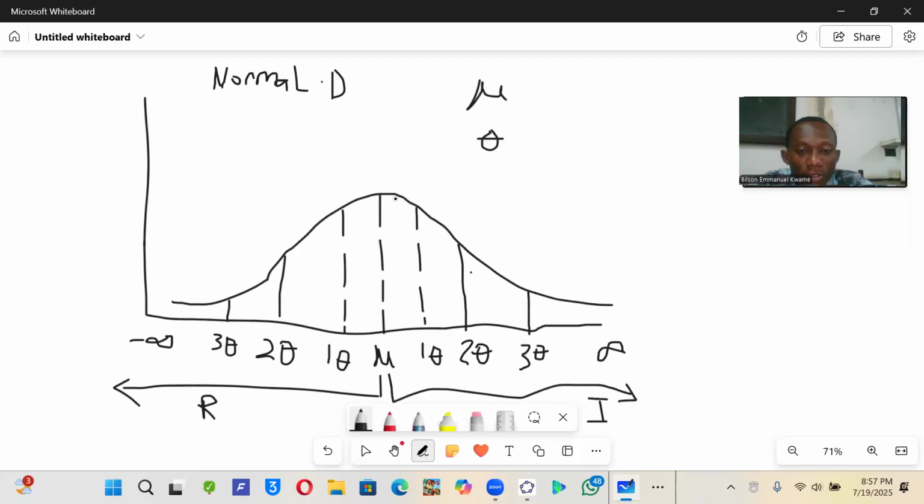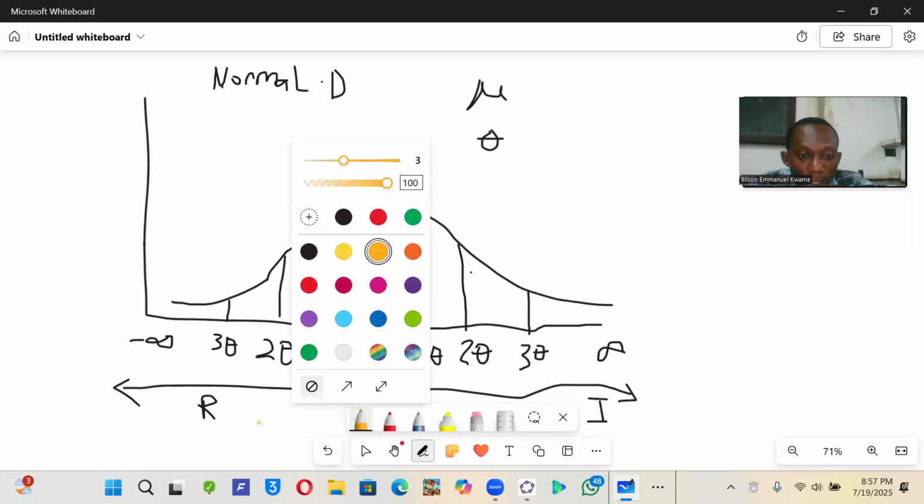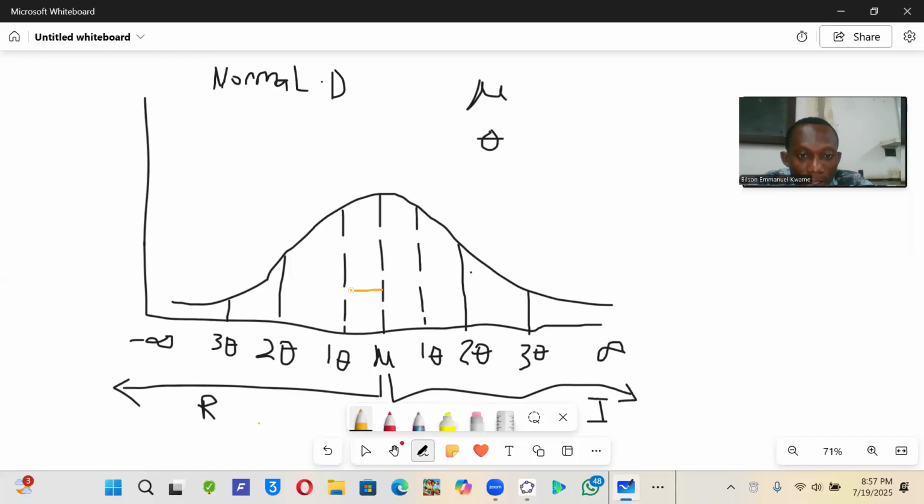The second thing that I want you to know is that the distance from one deviation to the other deviation, let me choose a different color, the distance between this and this is the same as the distance between this and this. Then one thing we have to note is that the area under the curve here is what we call the probability. The area under the curve is the probability, right? So let me add more information.